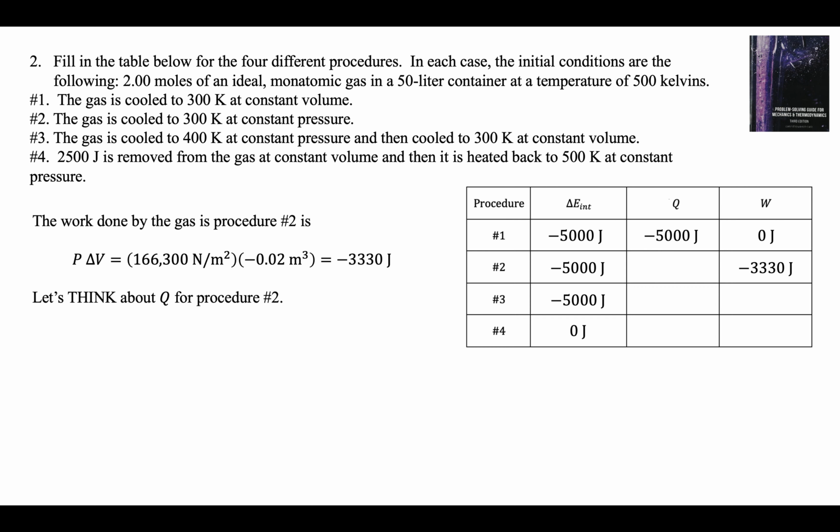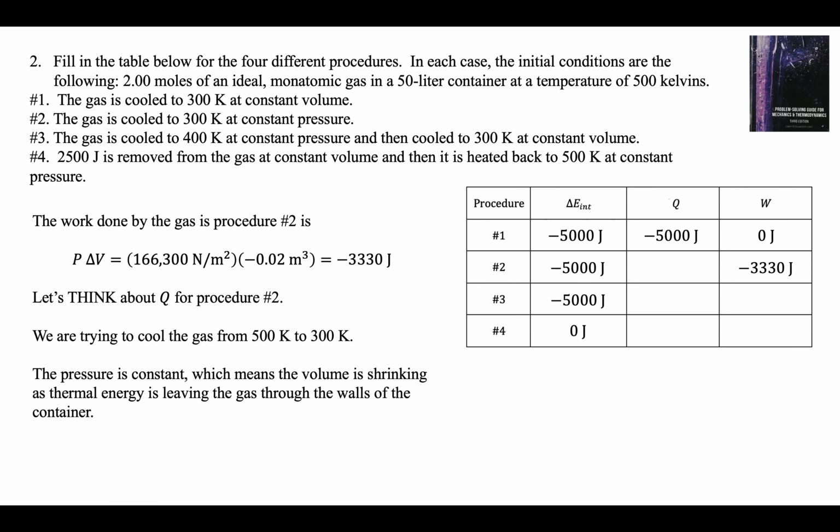Now we got to think. Let's not use equations. Let's think. What the heck is Q for this process? We're trying to cool the gas down from 500 to 300. So we take our gas, let's assume it's in some kind of a metal container with a piston, and we stick it in an ice bath or something, and thermal energy is being transferred out. But while the thermal energy is being transferred out, the piston's coming in. The volume is shrinking because the pressure is constant. We're cooling it off. The only way the pressure can remain constant is if the volume shrinks.